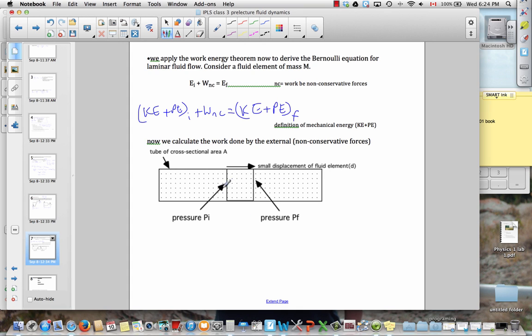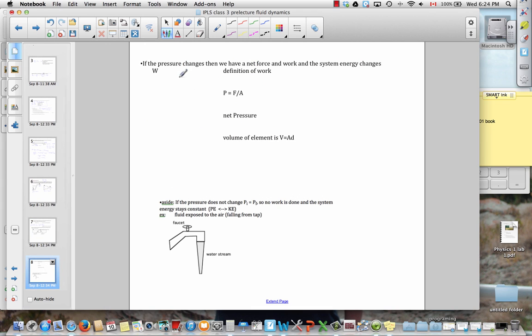So here we have a different pressure on two sides of this little fluid element. Again, it's a tube of cross-sectional area A. And we want to come up with an expression for work. Well, from basic mechanics, we know that work is a force times a displacement. From our pressure definition, we can cross-multiply and solve for force. It'll be a pressure times an area times a displacement.